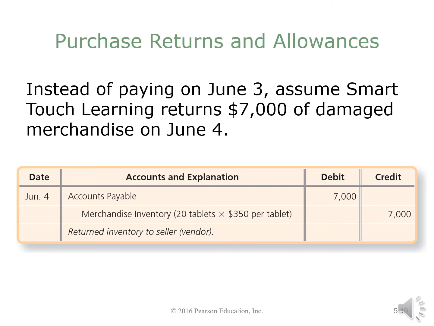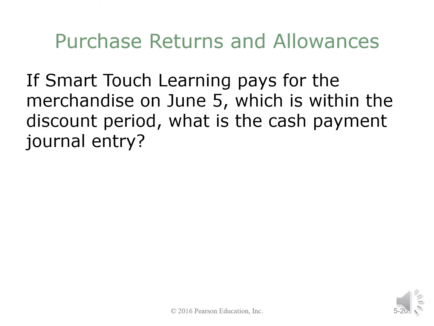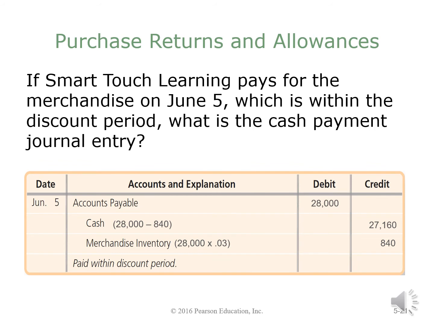And we need to reduce our merchandise inventory for the 20 tablets that we're not going to be keeping for $7,000. Let's play the if game again. If SmartTouch Learning pays for the merchandise on June 5, that is within the discount period, what is the cash payment journal entry? Don't forget that we've had to return some goods that were defective. So we need to debit accounts payable for $28,000. That's our original $35,000 credit less our $7,000 that we debited for damaged goods.